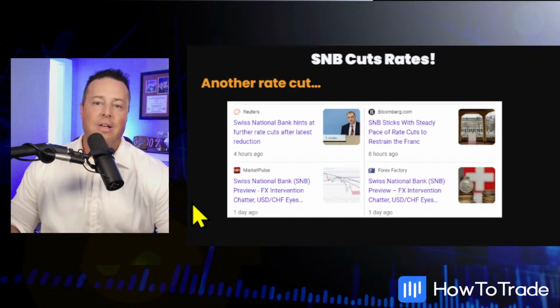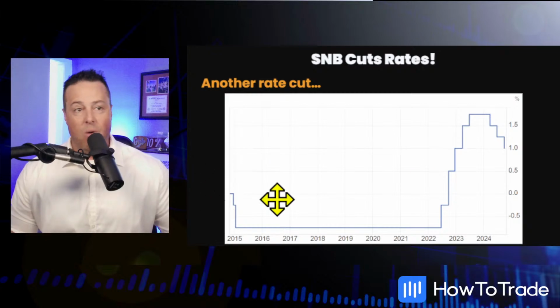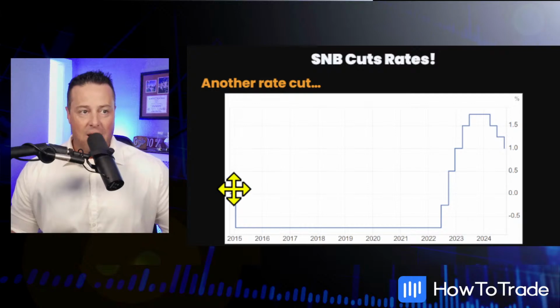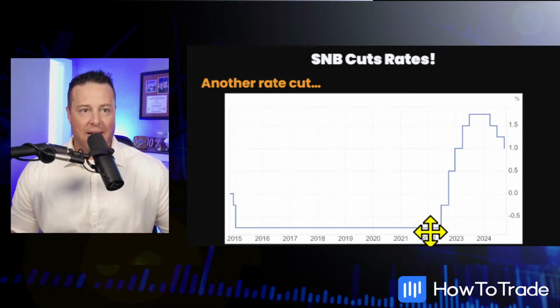So what do you have there? You have a bunch of headlines that say, hey, listen, they cut by a quarter. But there's more headed our way. So right here, you can see the last 10 years of what the SNB has done rate-wise. 2015 went to a negative rate and held that negative rate, really held it through COVID.